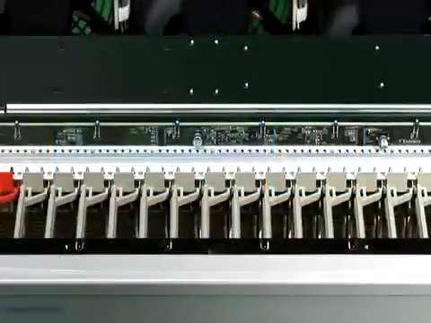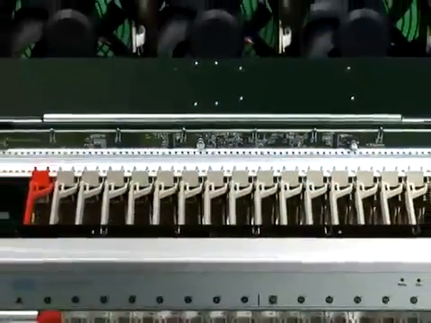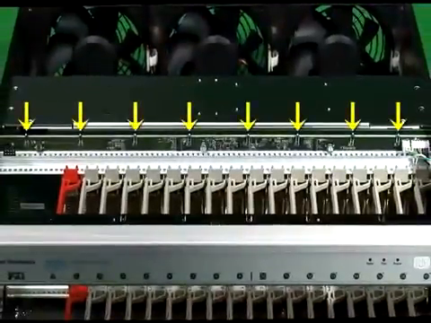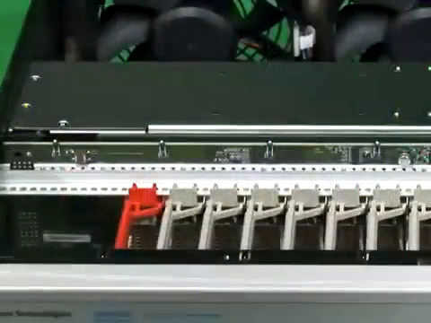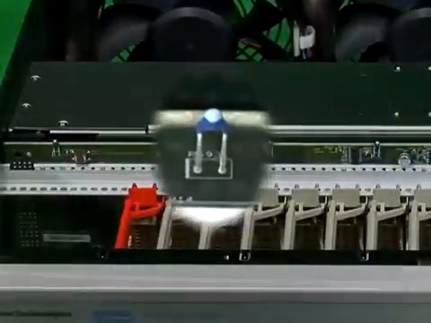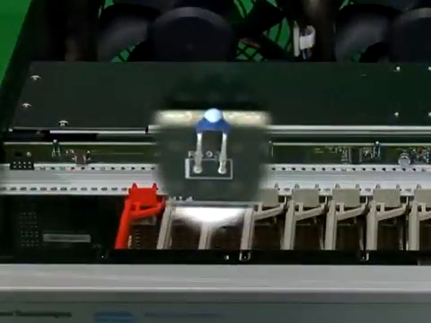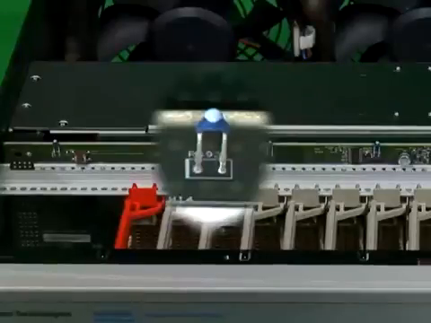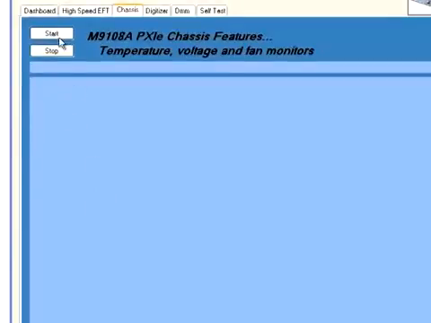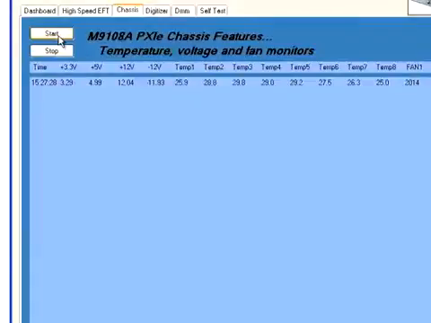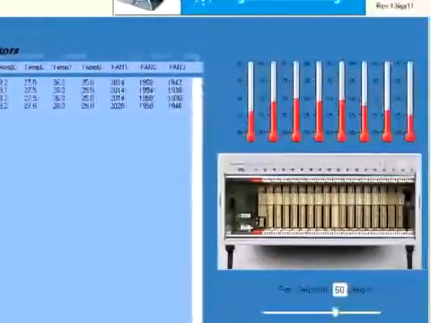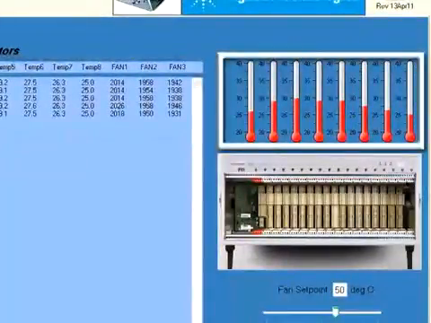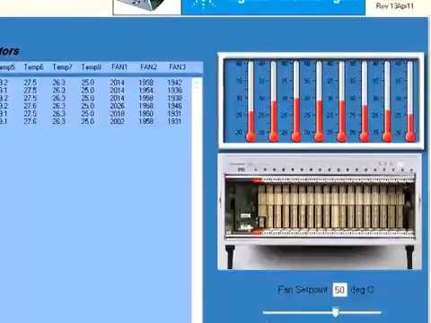For temperature measurements, the chassis utilizes 8 temperature sensors located on the top of the backplane in the path of the module exhaust. These sensors allow you to monitor the temperature of the air as it is exhausted from the modules. Starting the example chassis data logger, we see the collection of many parameters within the chassis. Focusing first on temperature, you'll note both tabular and graphical presentations of the data are provided.